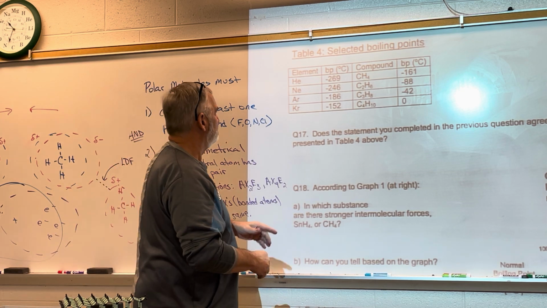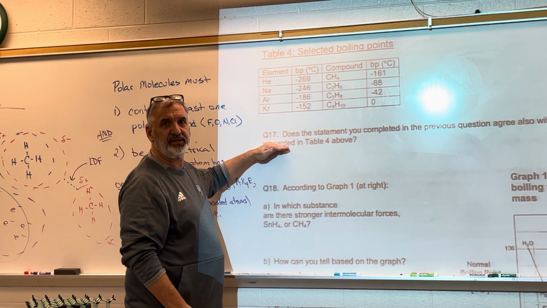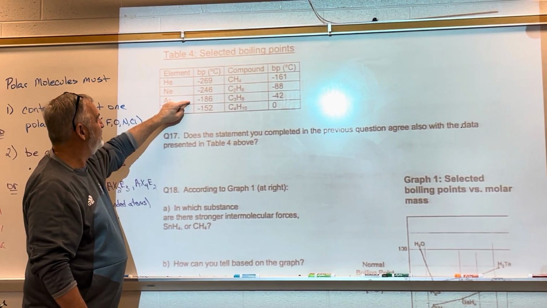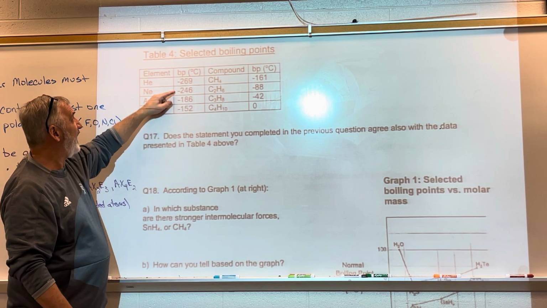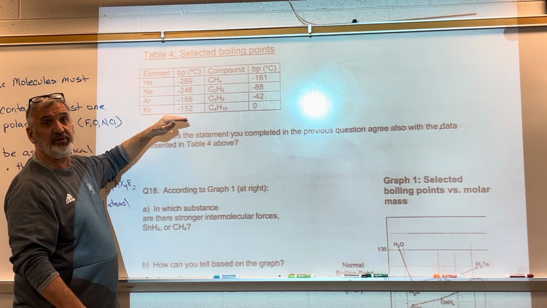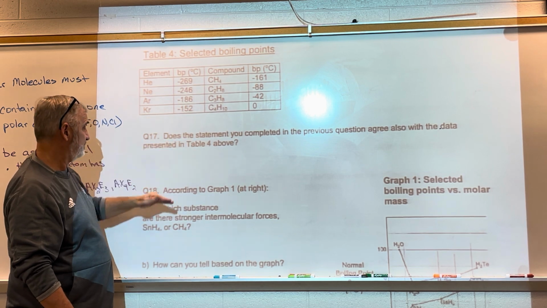Now, that kind of goes here. So I think we already did 17. Didn't we already answer that one? Okay, because this statement here, does it agree with the previous one where we said the higher the molar mass, the higher the boiling point? Yes. Does this agree with that? Yes. Okay.